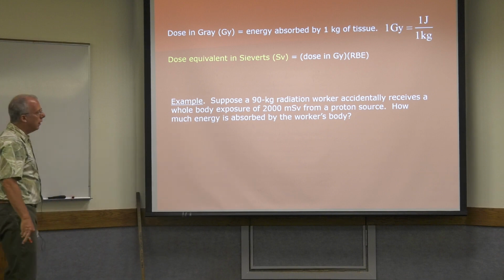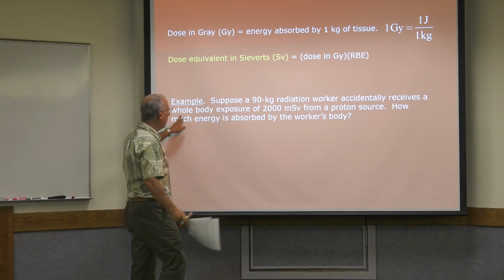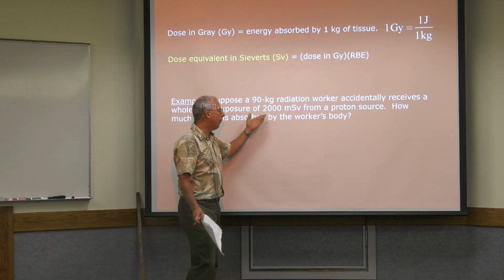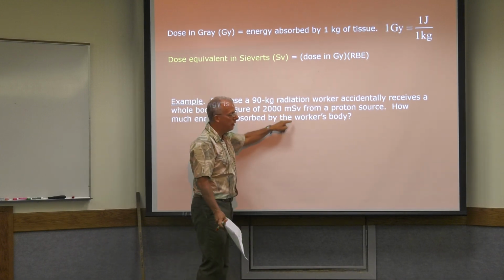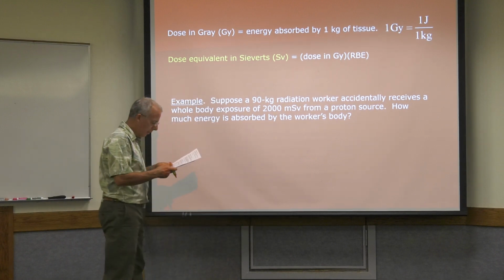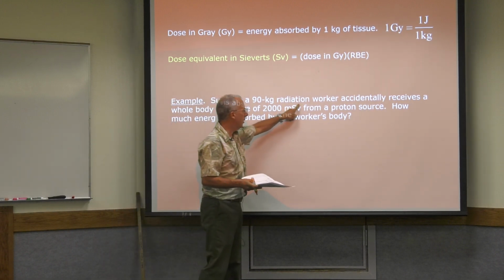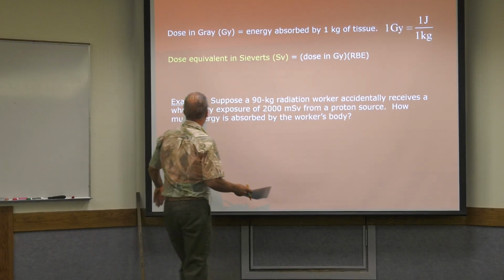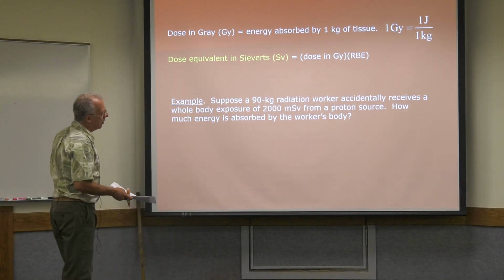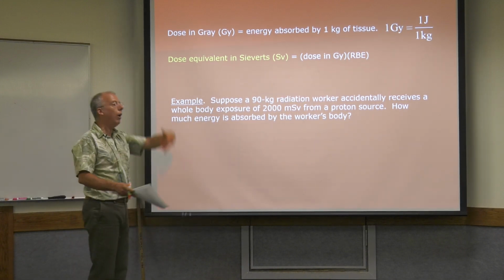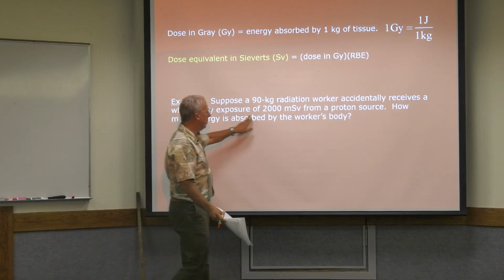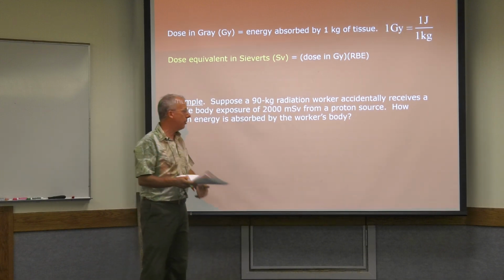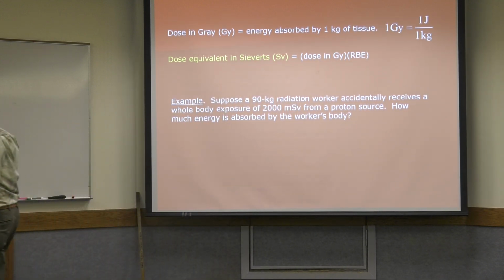Suppose a 90 kilogram radiation worker accidentally receives a whole body exposure of 2,000 millisieverts. You might wonder, why would anybody write 2,000 millisieverts? Why not just write 2 sieverts? Well, it's just because 2 sieverts is a lot, and so people usually use millisieverts. So the radiation is all over the whole body, not a good thing. The exposure of 2,000 millisieverts is from a proton source. How much energy is actually absorbed by the body?